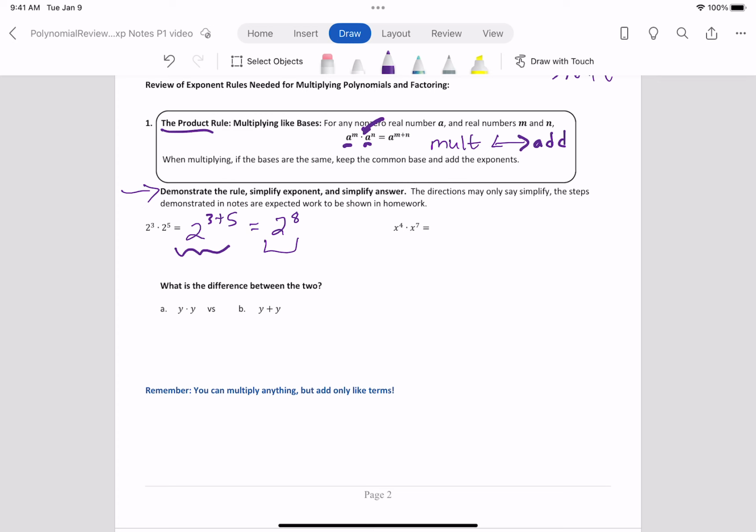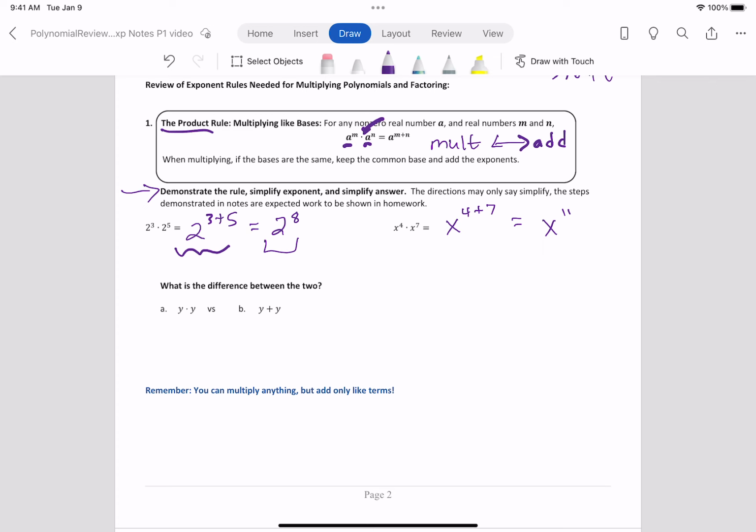Okay? For the second one, we have the common base of x. They are being multiplied. So again, we're going to add the exponents. So this one is going to be x to the 11th.